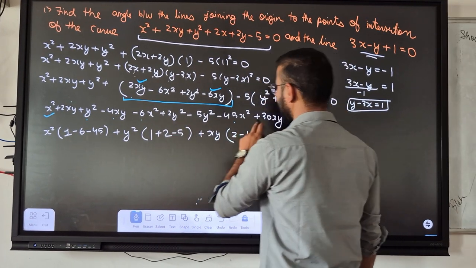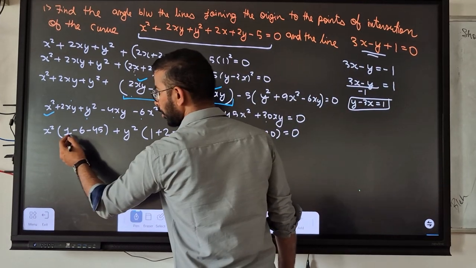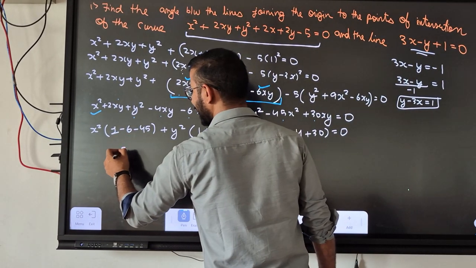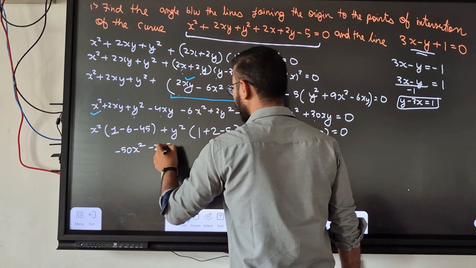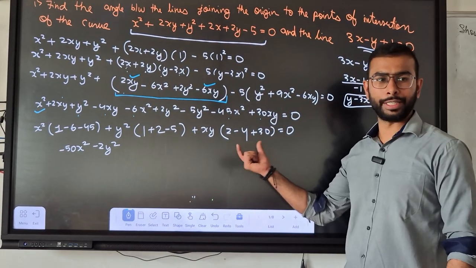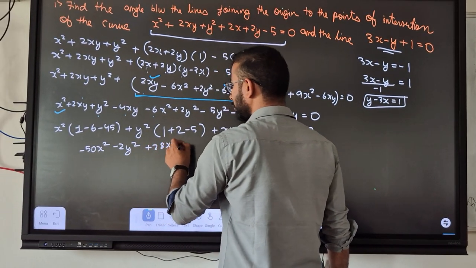And the last what we'll have is plus 30 is equal to 0. So this is minus 5 minus 45 minus 50 x square. 3 minus 5 is minus 2y square. And this is coming out to be 32 minus 4. It is coming out to be plus 28 xy equal to 0.